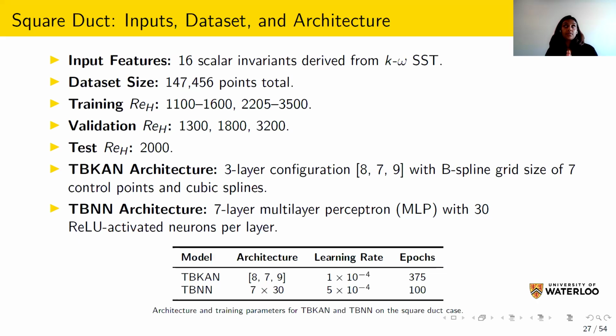We split the different data sets for different Reynolds numbers in 3 batches: the training, the validation, and the test set. The TB-KAN architecture that we came up with was a 3-layer configuration with 8, 7, and 9 neurons per layer, respectively, and a B-spline grid size of 7 control points. With the modified TBNN, we had a 7-layer multi-layer perceptron with 30 ReLU-activated neurons per layer. I'm summarizing the learning rate and architecture of the models in the table below.